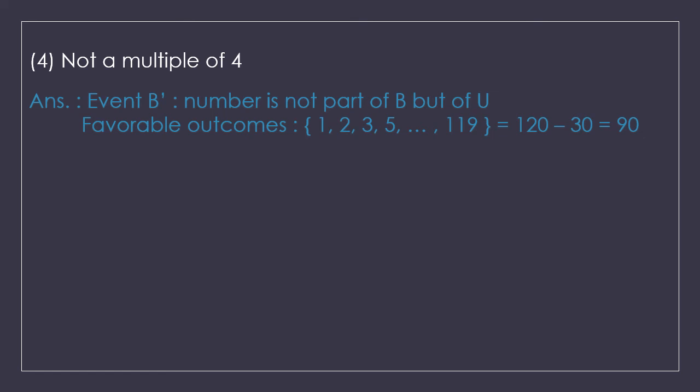Just like in the second question, total outcomes are 120 and the outcomes which were the multiple of 4 were 30. So 120 minus 30 will give us the outcomes which were not multiples of 4. Those are the 90 outcomes. So probability of B dash is 90 upon 120, that is 3 upon 4. The second method of solving this is using the formula 1 minus B, that is 1 minus 1 upon 4, that is 3 upon 4.